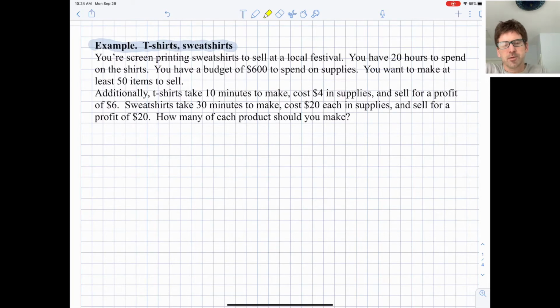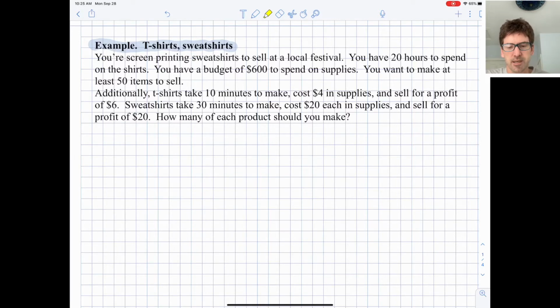You're screen printing sweatshirts to sell at a local festival. You have 20 hours to spend on the shirts, and you have a budget of $600 to spend on supplies. So those seem like limitations. So those are going to be our constraints. We have limited time and we have limited money. And we want to make at least 50 items to sell. So that's another constraint based on our business goal. We want to sell at least 50 items.